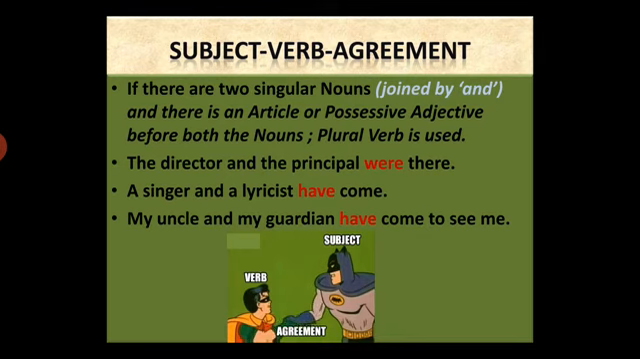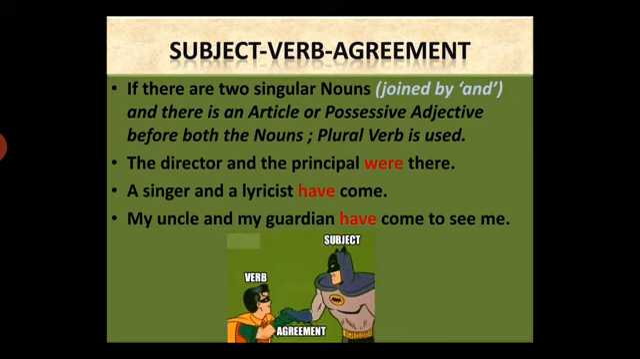Here, the article the has been used before both the nouns, before the director as well as before the principal. It means the director and the principal are different persons. They are two different persons and therefore we have used plural verb were. See the next sentence. A singer and a lyricist have come.